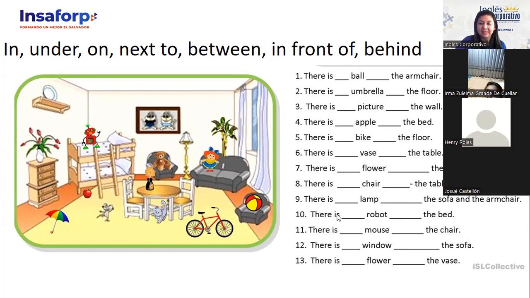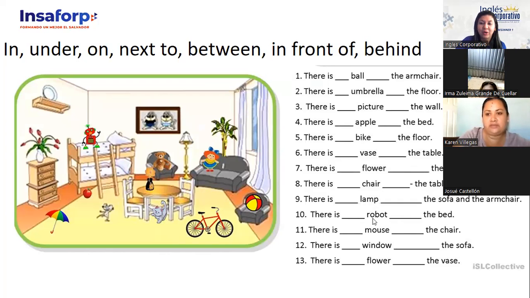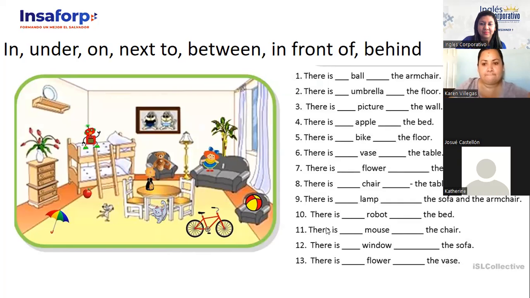Karen Villegas. 10. There is a robot on the bed. On the bed. Okay, 11. Catherine. There is a mouse on the chair. The mouse on the chair? ¿Está en la silla? Ah, no, no. Next to the chair. Okay, we can say, si la vemos así un poquito diagonal, it's next to, okay? So there is a mouse next to the chair.